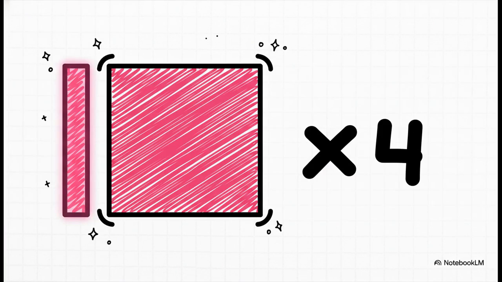But you know what? There is a much, much faster way to do this. Because all 4 sides of a square are equal, you can just take the length of one side and multiply it by 4. So 2 times 4, that gives us 8. The same exact answer, but with way less work. That's a great shortcut to remember.